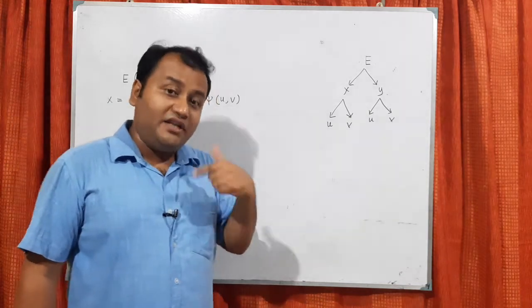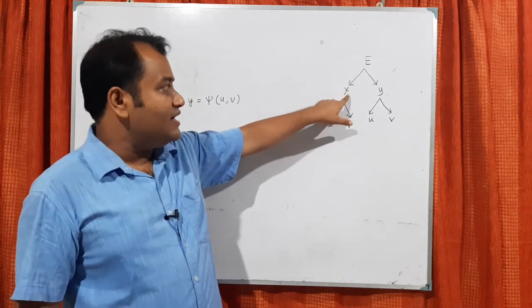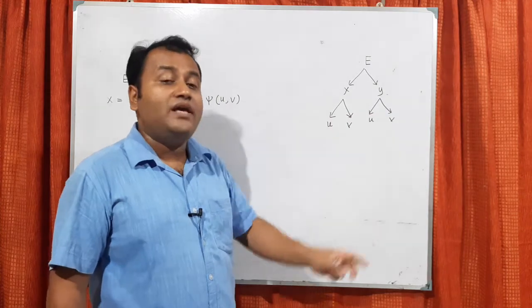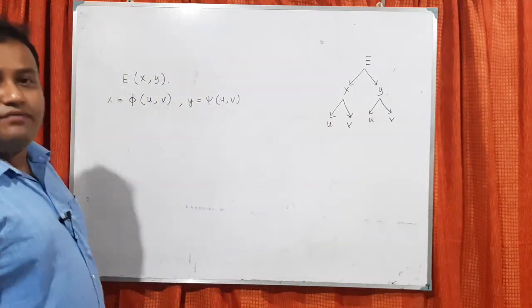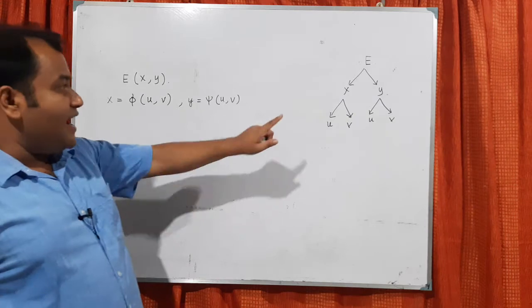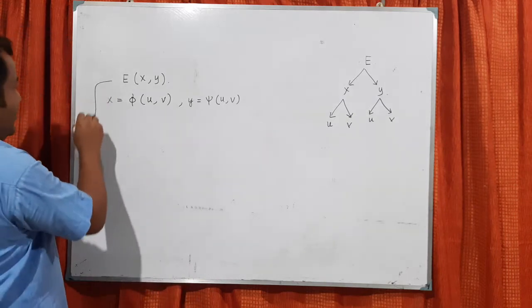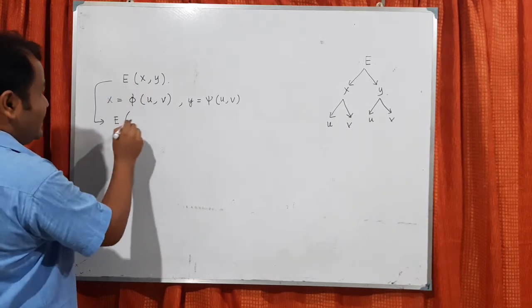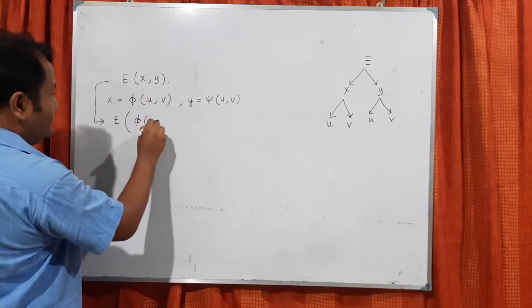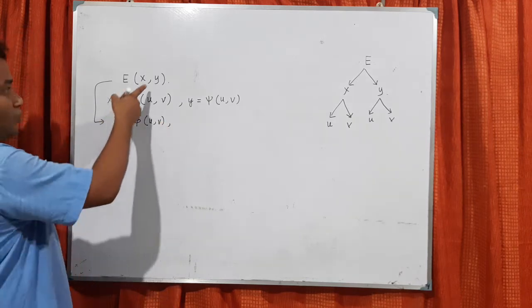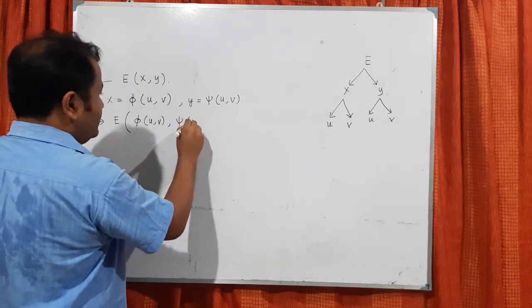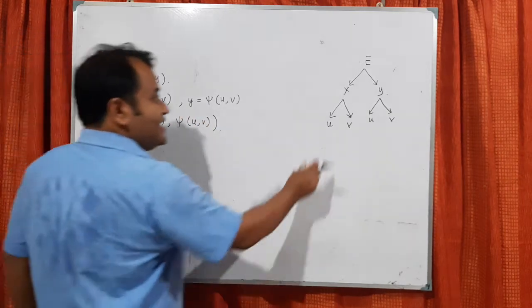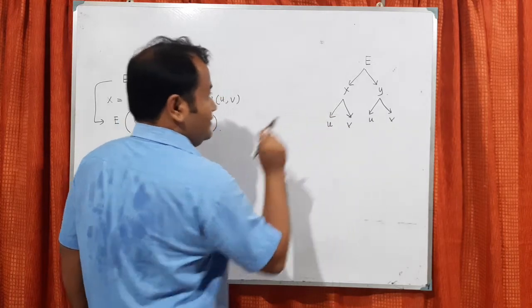Now what is the difference? The situation is a bit different because initially under x it was a single variable t, and under y it was a single variable t. Now we have two variables u and v. So this function looks like E of x, y, where x means phi of u, v and y means psi of u, v. So E is now a function of two variables u and v.